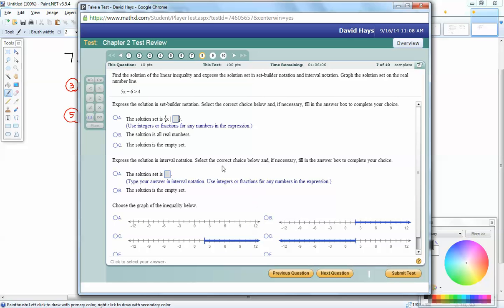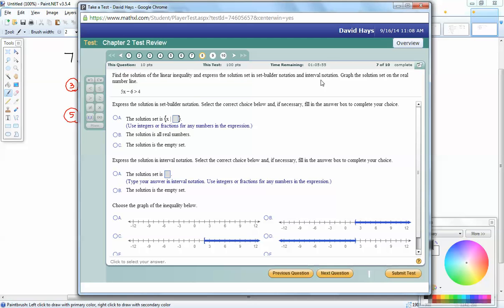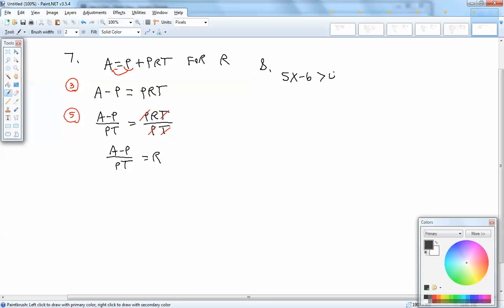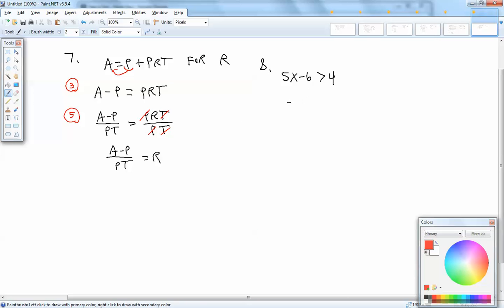Okay. Now we got a linear inequality. And I probably got room here for it. Got 5x minus 6 is greater than 4. And probably wants to solve it, I'm assuming. Express solutions. Okay, solve it, yeah. First step. And these are the 4 steps for solving a linear inequality.